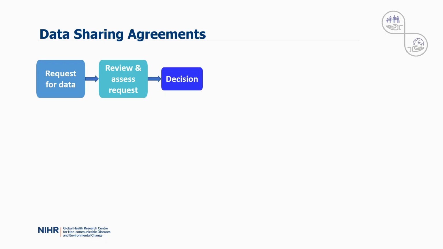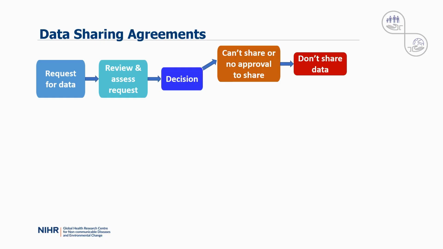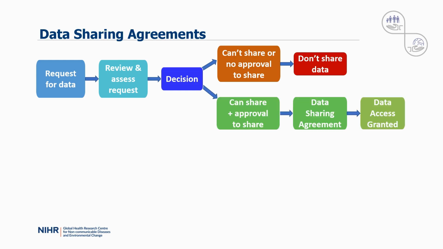Next, we will look at data sharing agreements. So this is just a very generic life cycle that you may come across. So you might get a request from somebody outside the organization for data. There'll be a process to review and assess that request and make a decision. If the organization can't share or there is no approval to share, then the data should not be shared. So that's a pretty hard stop.